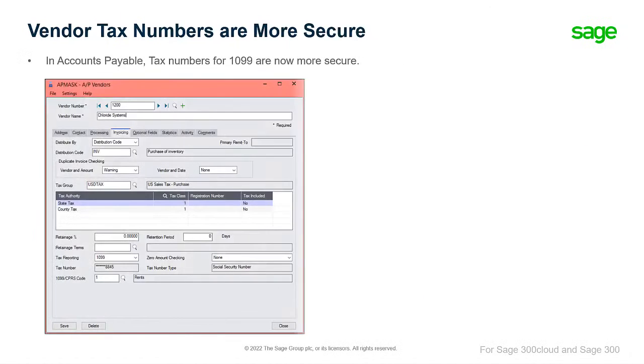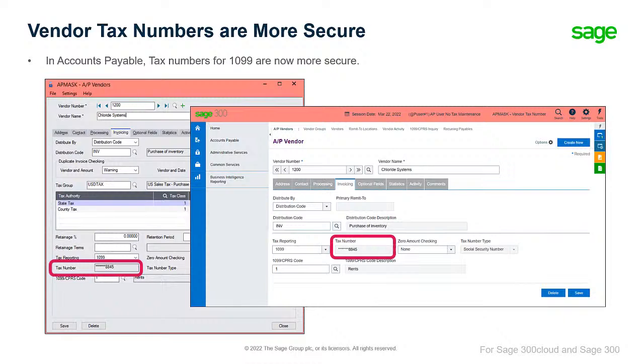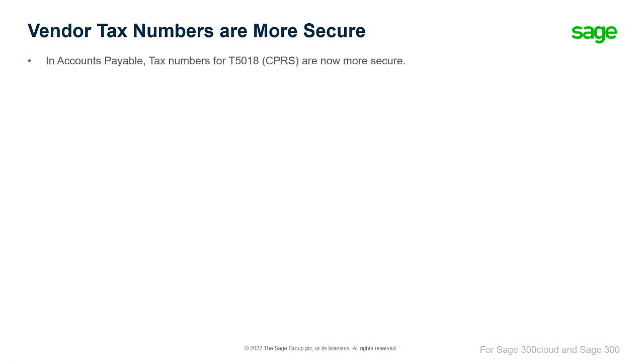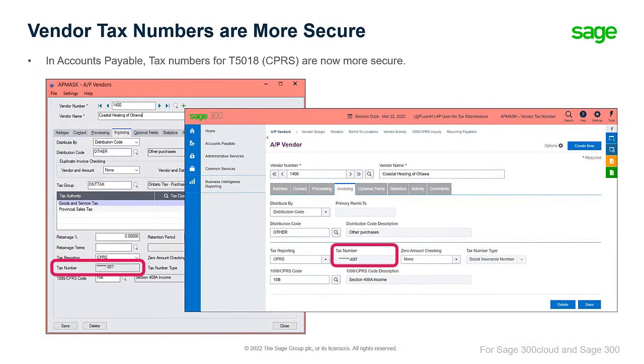In Accounts Payable, tax numbers for vendors such as Social Security numbers and Social Insurance numbers are now more secure. By default, tax numbers now cannot be entered or changed and are masked so that only the last four characters in the number are displayed.